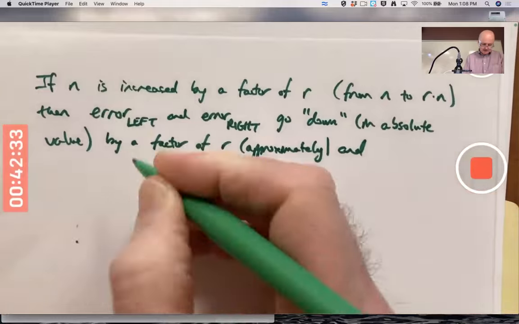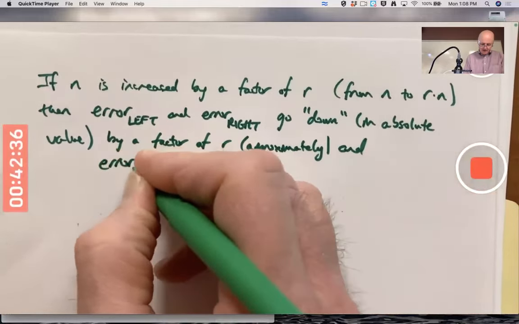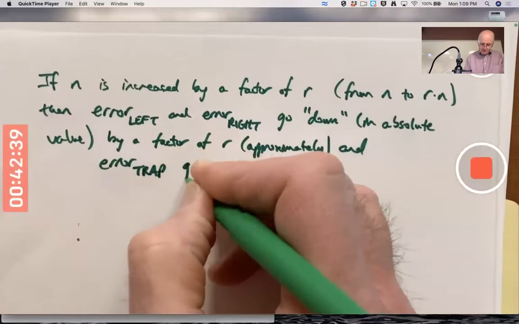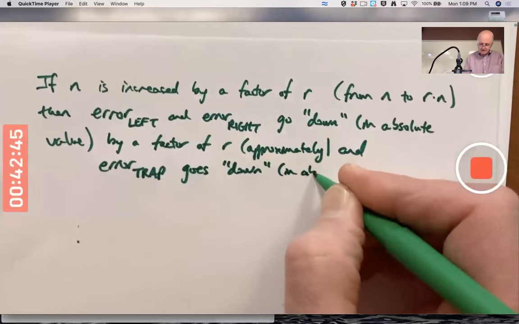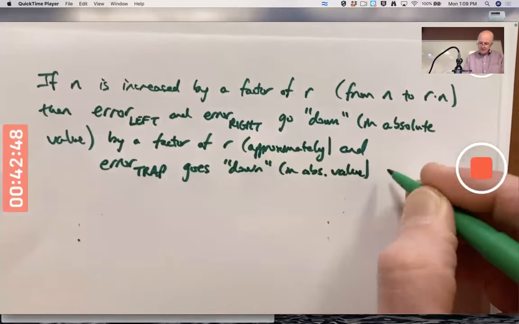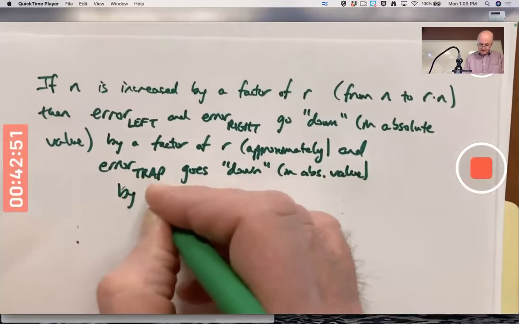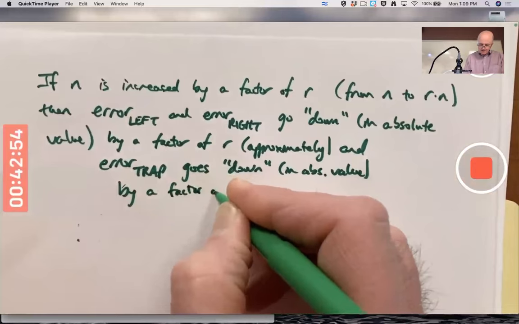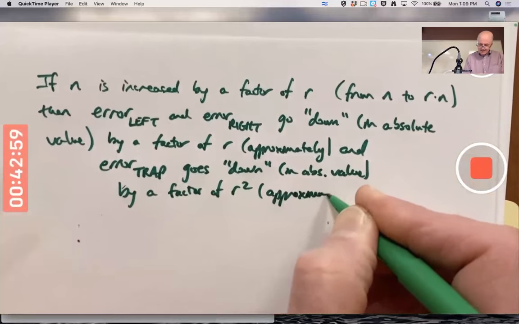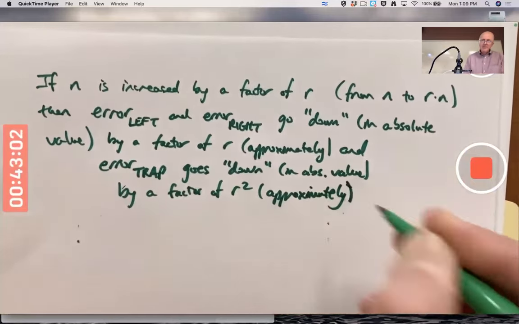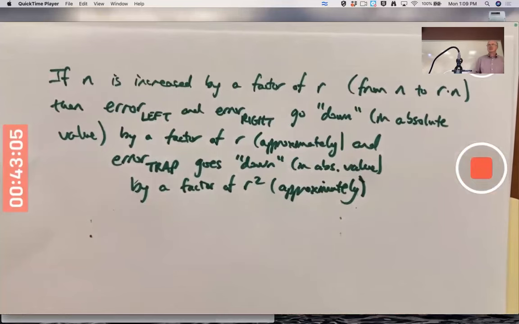And the error in the trapezoid rule, error sub trap, goes down, quote unquote, in absolute value by a factor of r squared. Approximately. That's what we saw. So this is a conjecture. It's not really a theorem because it's not a precise statement that could be rigorously proved. It's an approximation in a mathematical situation that we have confirmed experimentally, you might say.